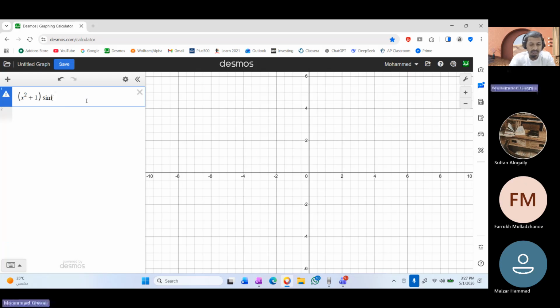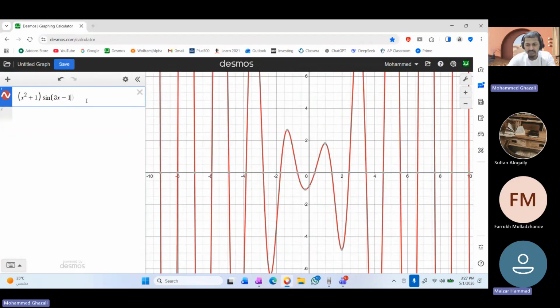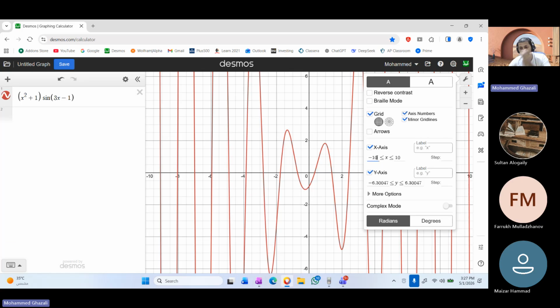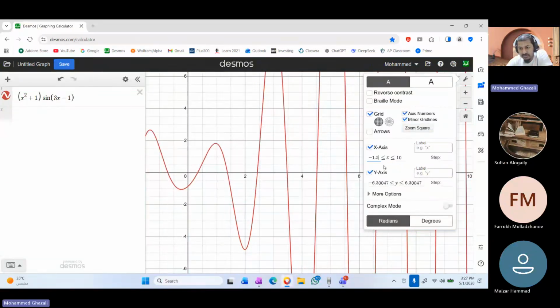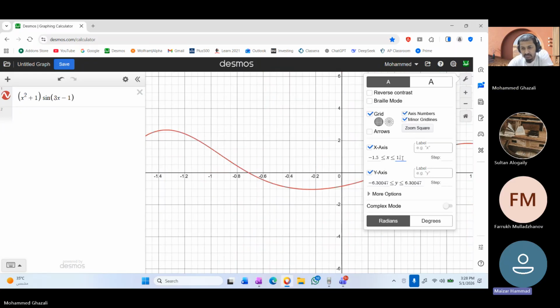Sine 3x minus 1. Wait, one second. Negative one and a half, I mean. I'm going to change the boundaries, so I'm going to put -1.5 on the x-axis to 1.5, right?